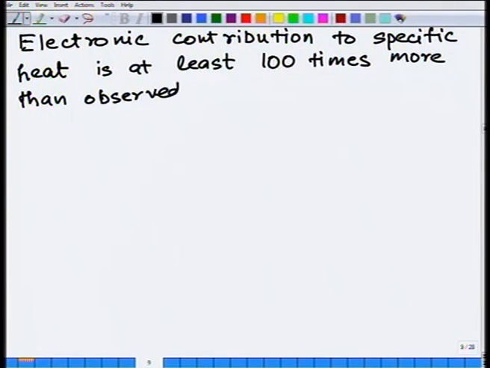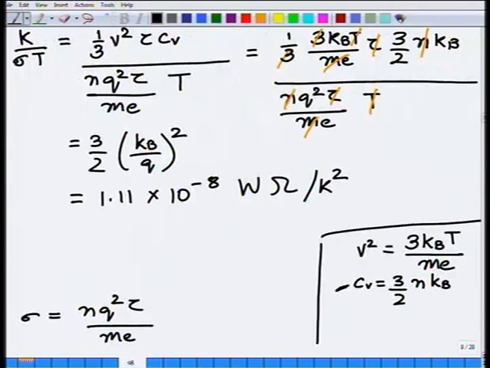And what is the electronic contribution? Remember, 3/2 n k_B. This is the classical theory, and this is the contribution to specific heat, and this number is at least 100 times more than what the electronic contribution to specific heat actually is. So, what happened? How did it still work?